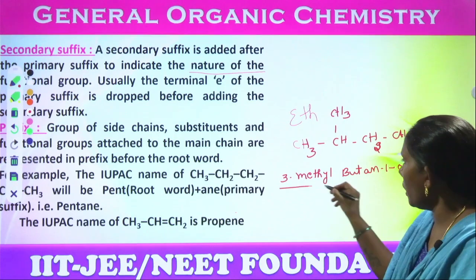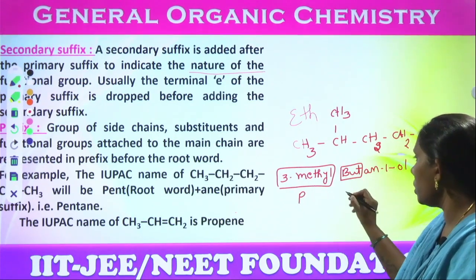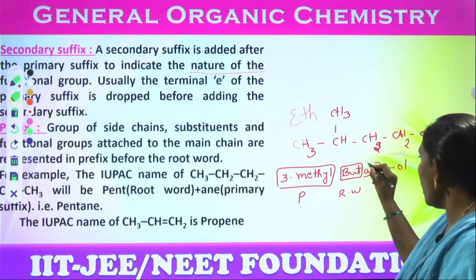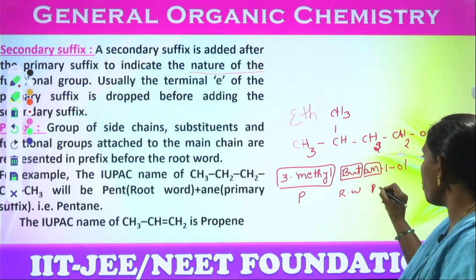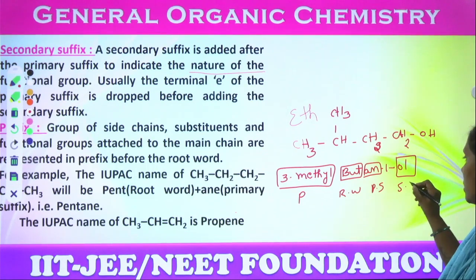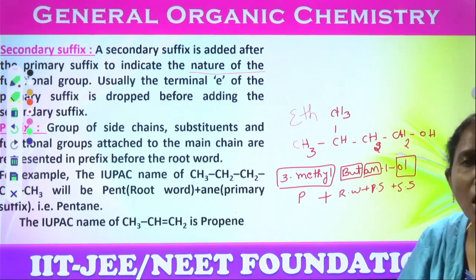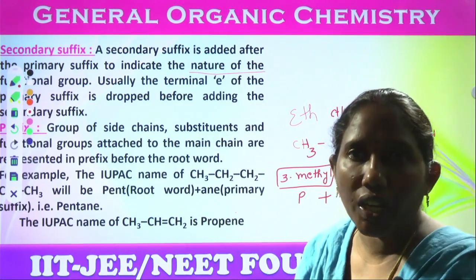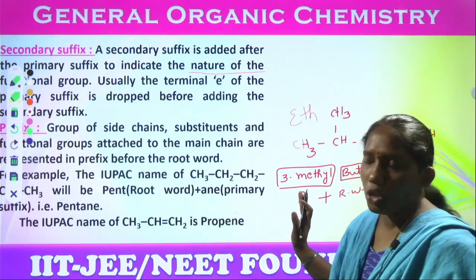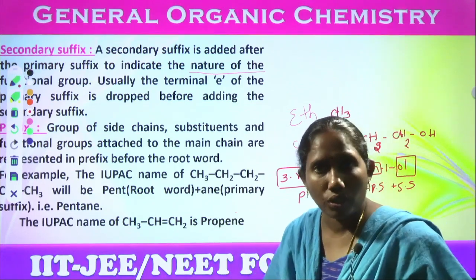So this 3-methyl represents the prefix, this but represents the root word, this an represents the primary suffix, and this ol represents the secondary suffix. So this is the systematic naming to write the IUPAC name for the given organic compound, right? So this is about the primary suffix, secondary suffix, prefix and the root word, right?